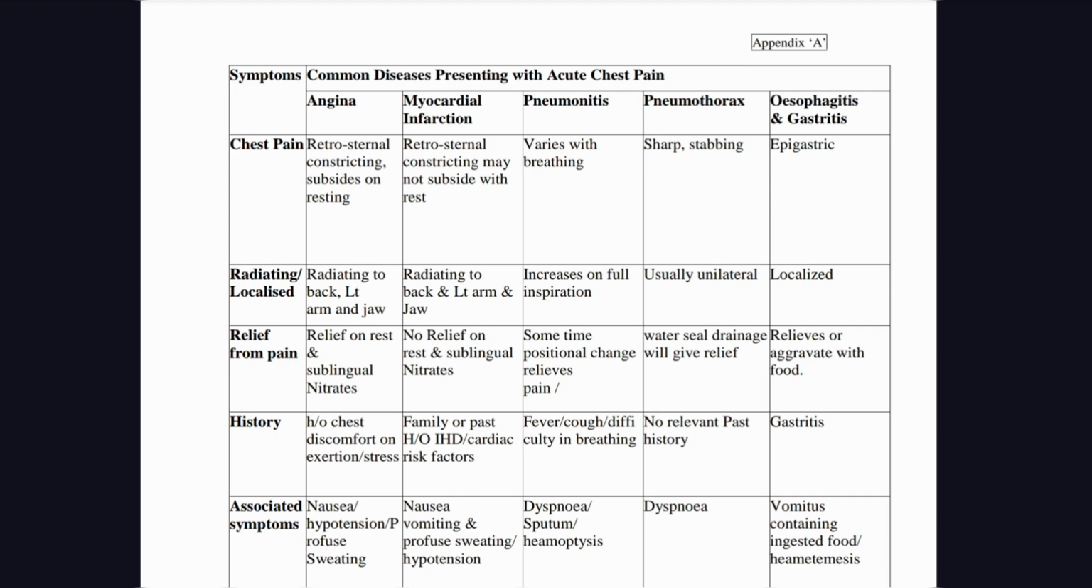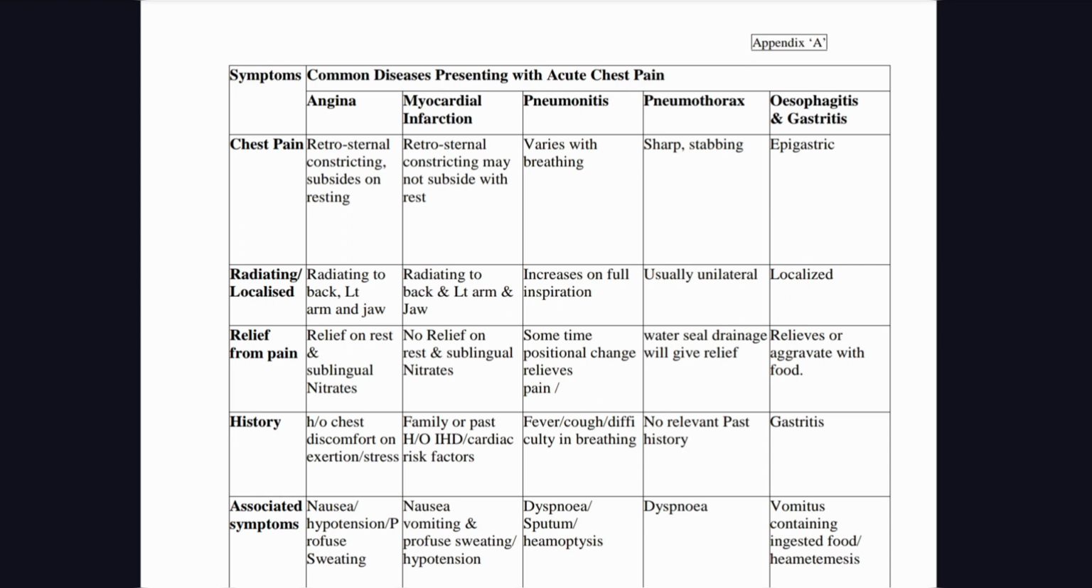Symptoms of common diseases presenting with acute chest pain: angina, myocardial infarction, pneumonitis, pneumothorax, esophagitis, acute pancreatitis, gastritis. Chest pain: retrosternal, constricting, subsides on resting. Retrosternal, constricting, may not subside with rest. Varies with breathing, sharp, stabbing. Epigastric, radiating, localized, radiating to back, left arm and jaw. Increases on full inspiration, usually unilateral, localized. Relief from pain: relief on rest and sublingual nitrates. No relief on rest and sublingual nitrates.